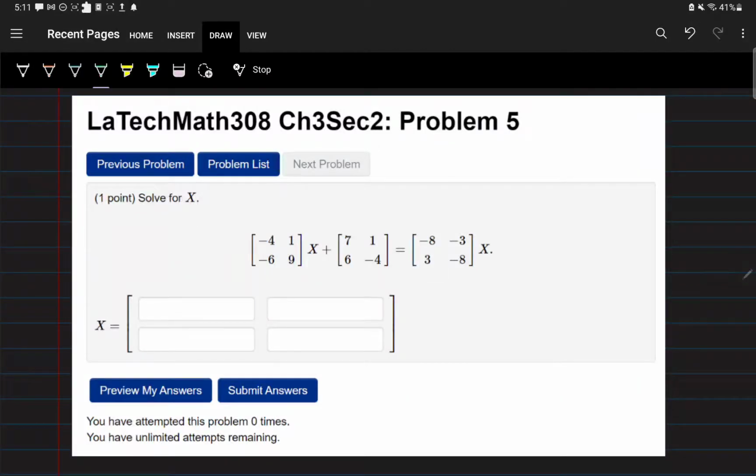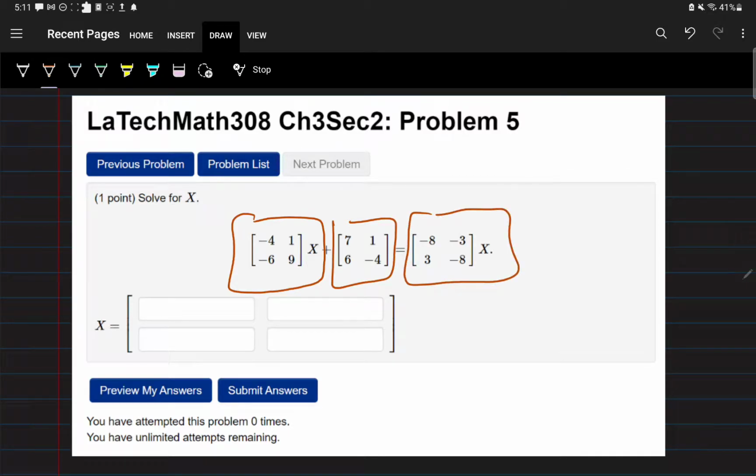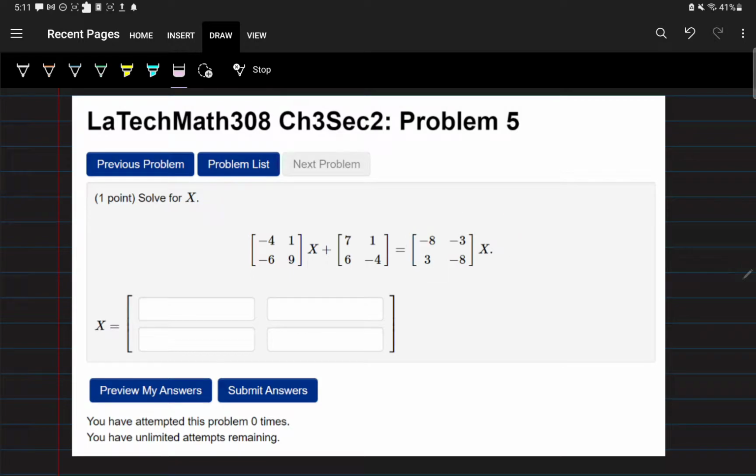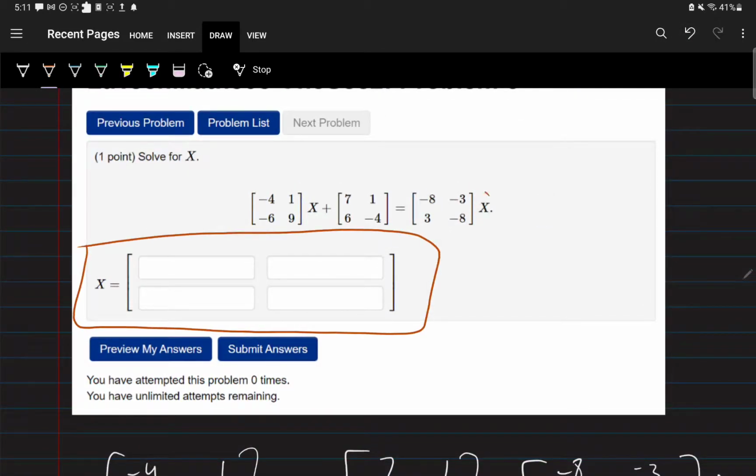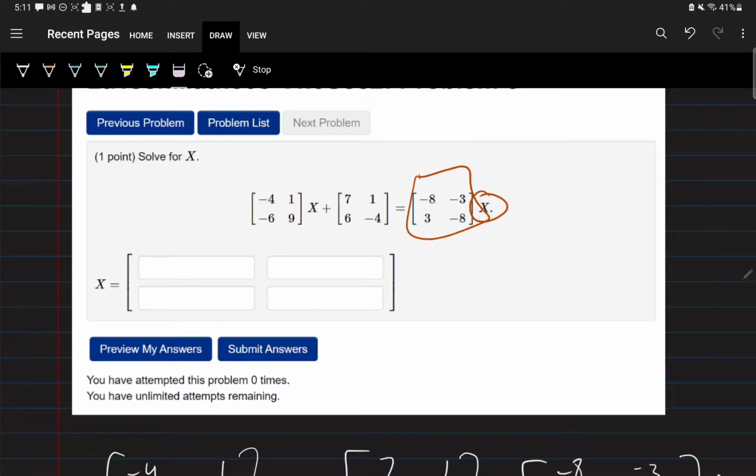Okay, so here I have a problem with a matrix times a variable matrix plus another matrix, and it is equal to a matrix that is times the same variable matrix. So, how do you solve for this variable matrix now? Because as the question input field is implying, this isn't a scalar. This is another matrix that is being multiplied by this matrix and this matrix here to give you this equality.